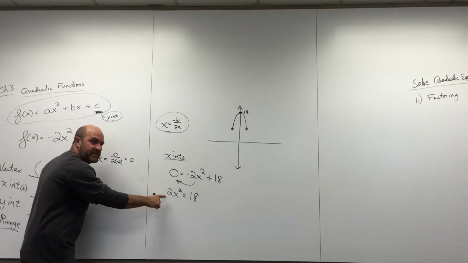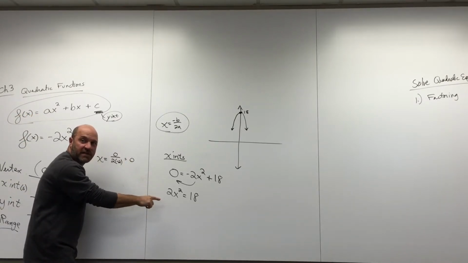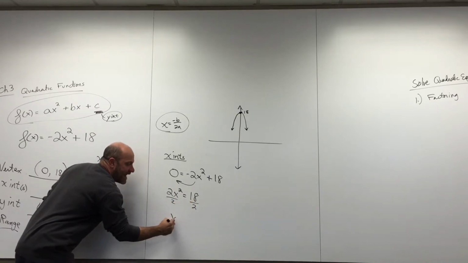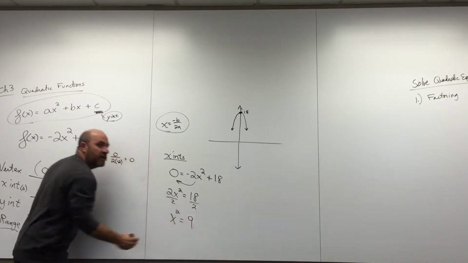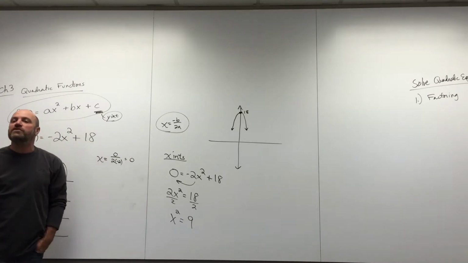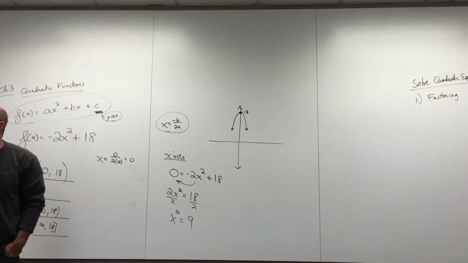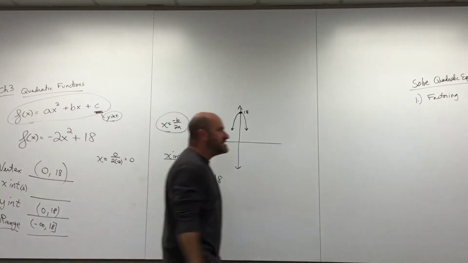You know what I should do next? I'm trying to get x by itself. What should I do next? Divide by 2. Good idea. Now I've got x squared equals 9. What move should you do? Square root both sides. Awesome. And so that's sort of my second method.